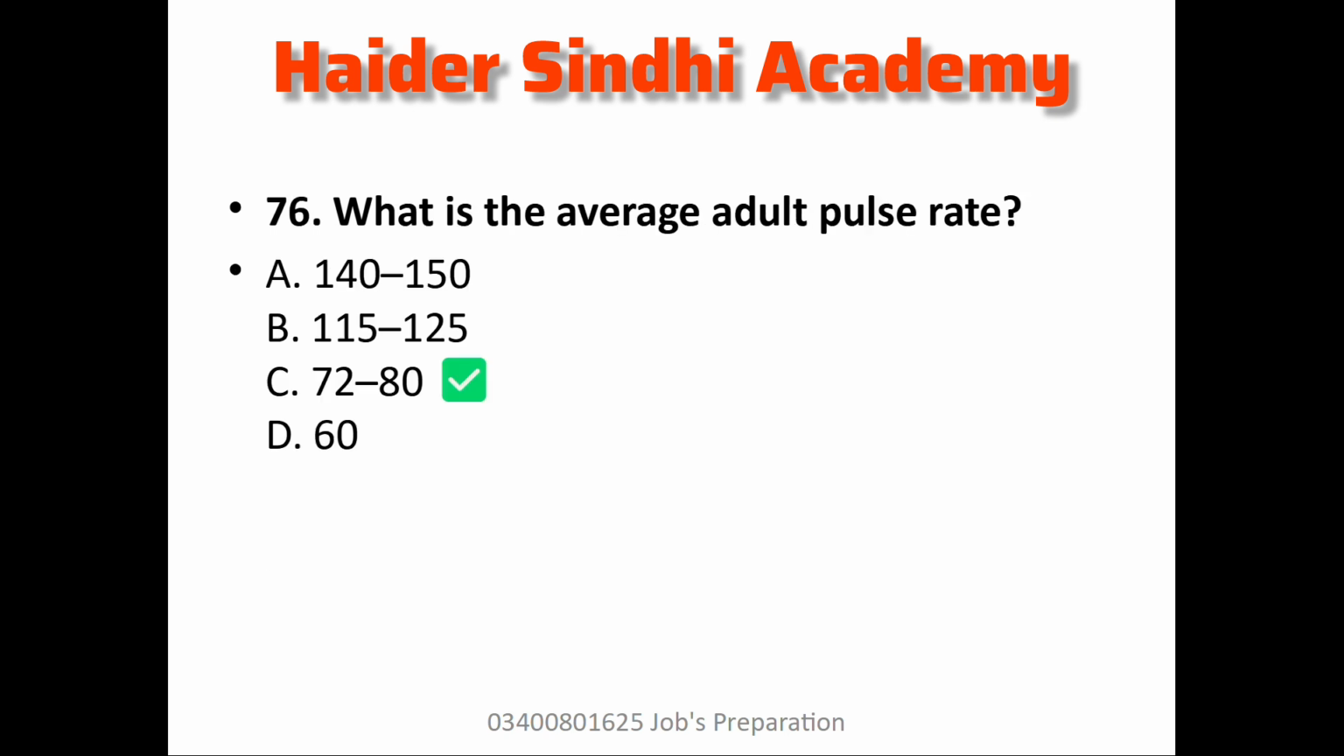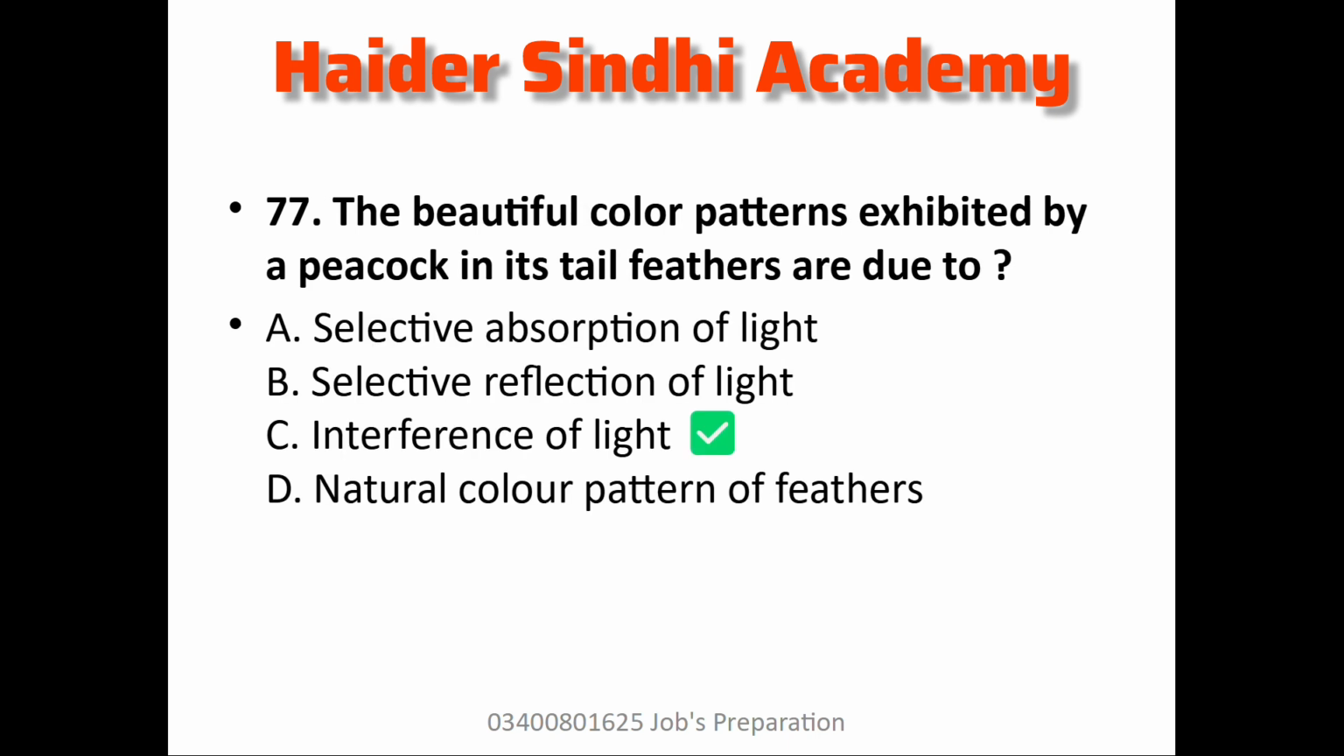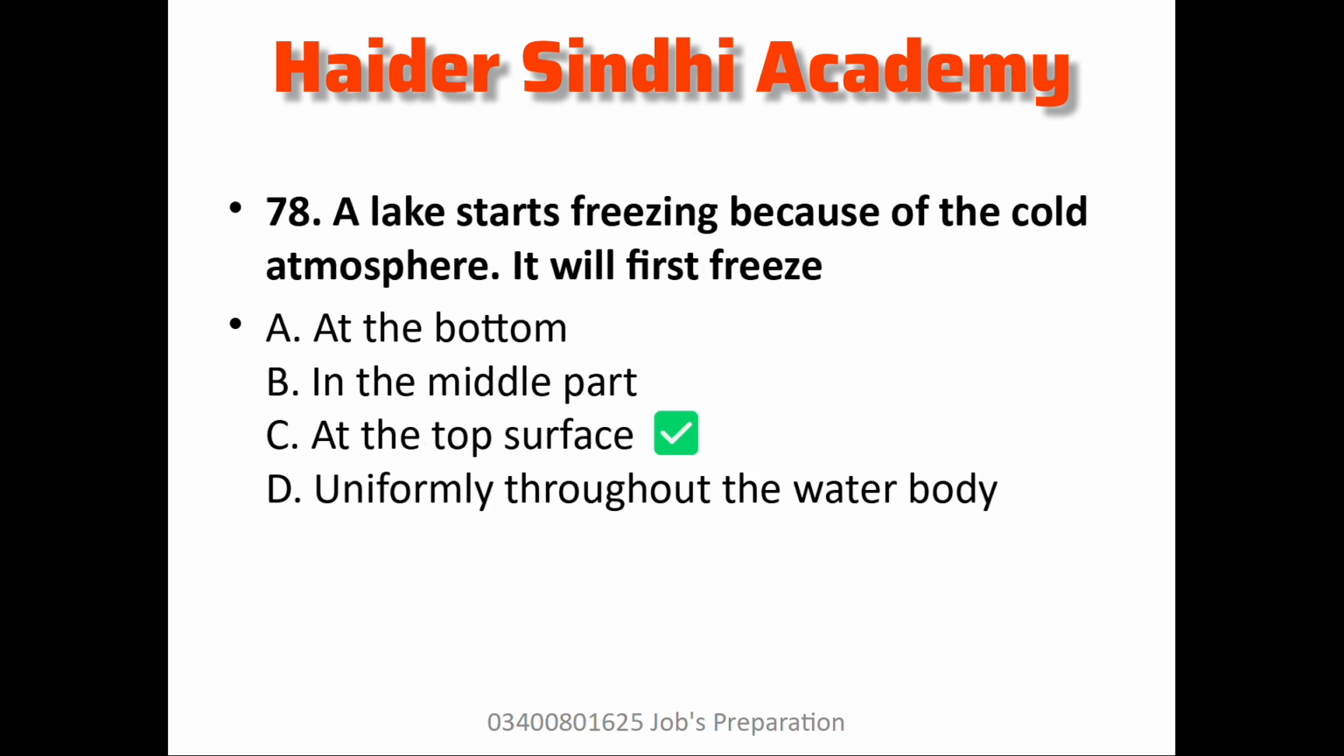What is the average adult pulse rate? 72 to 80 is the correct option. The beautiful color pattern exhibited by a peacock in its tail feathers is due to interference of light. Option C is the correct option. A lake starts freezing because of the cold atmosphere. It will first freeze at the top surface. ऊपर surface से पहले वो freeze होगी. Option C is the correct option.